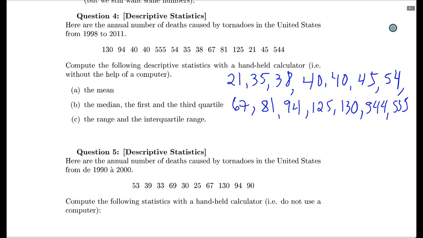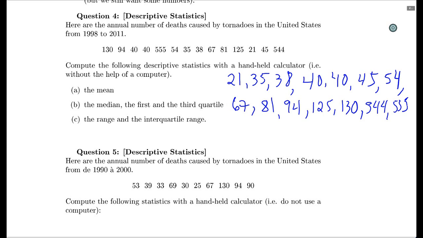Today we'll go through question 4 of numerical variables. Essentially here we have a numerical variable which is counting the number of deaths in a year caused by tornadoes in the United States for different years. So for example 130 represents the number of deaths caused by a tornado in a particular year. What we'll do is simply discuss how to compute the median, the first quartile, third quartile, and possibly the range and the interquartile range as well.